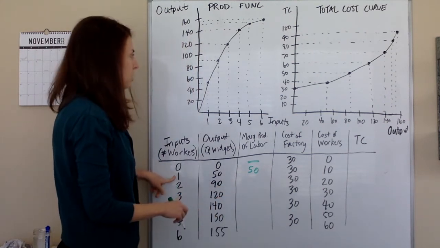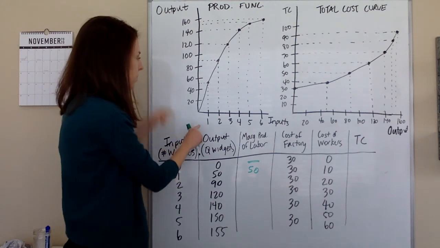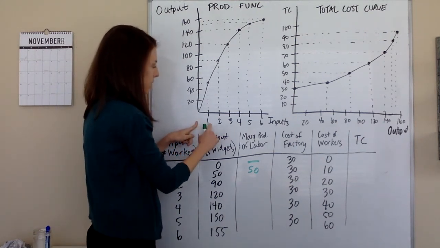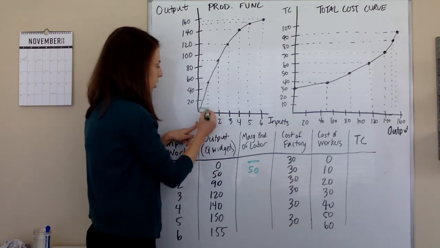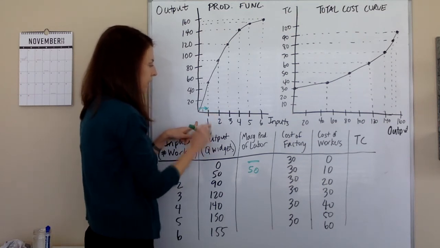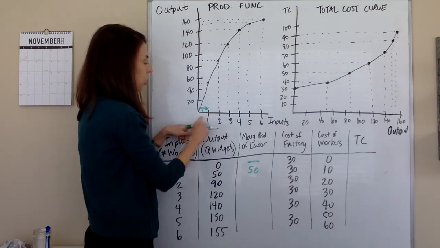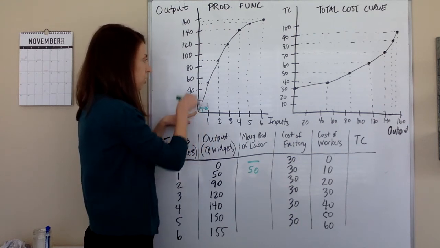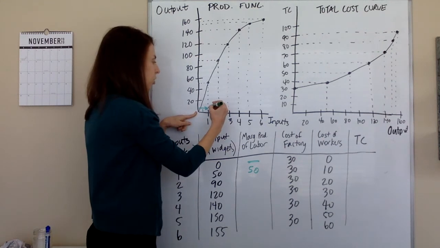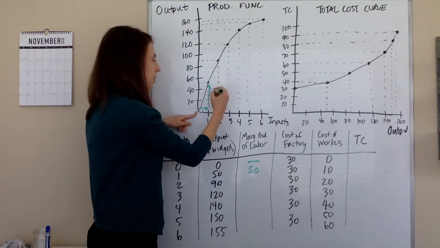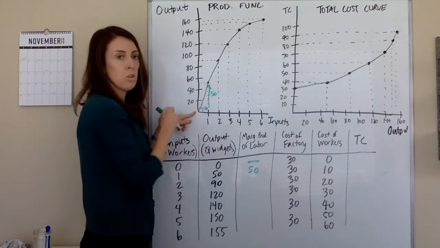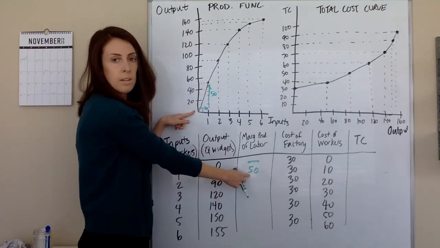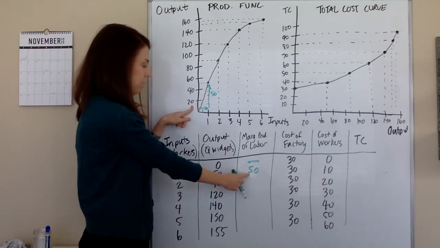Okay, how does this coincide with the slope of the production function? If you move from 0 to 1, that is like you're running 1. And if you go from 0 workers to 1 worker, your output goes up from 0 to 50. So you're rising 50. Slope is rise over run, so we're rising 50, running 1. That's a slope. That's also the marginal product of labor.